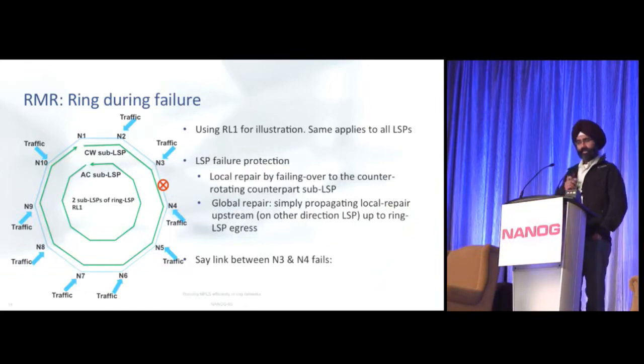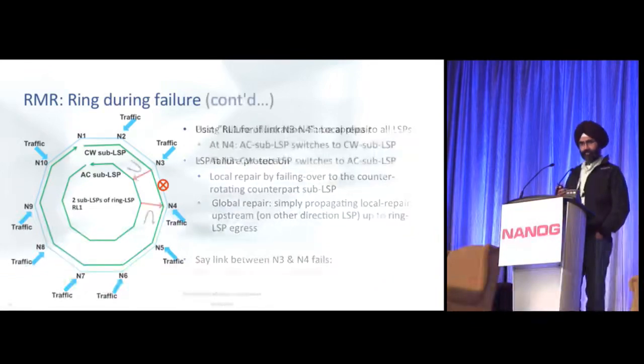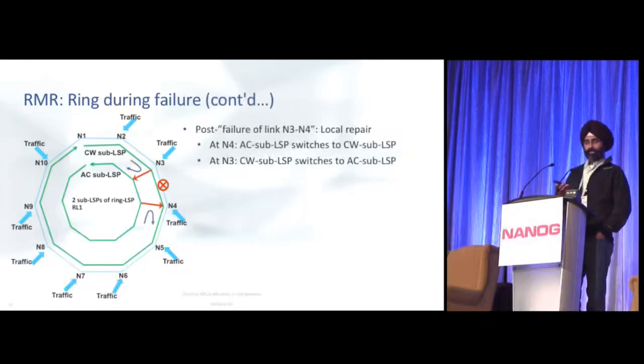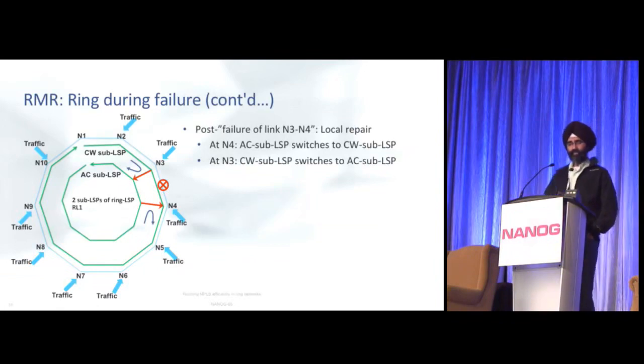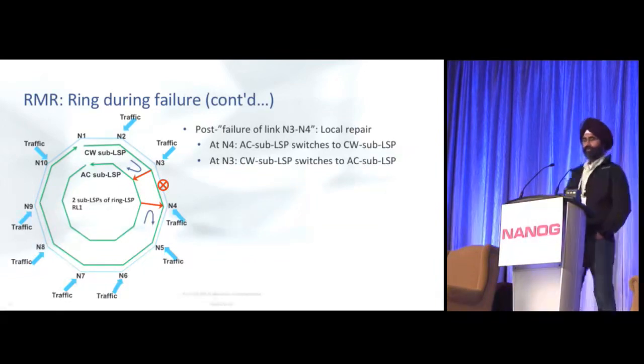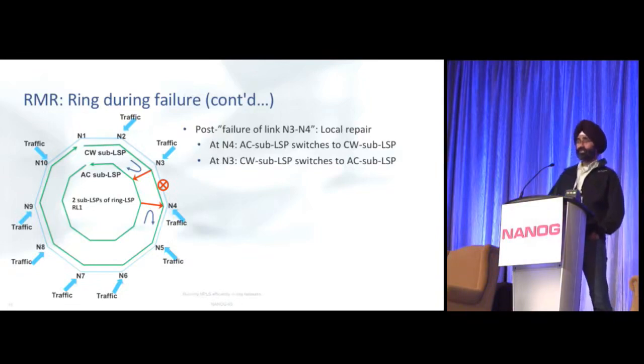Let's say that the link between N3 and N4 fails. At that time, N3 will switch traffic from the clockwise sub-LSP to the anti-clockwise sub-LSP, and N4 will switch traffic from the anti-clockwise sub-LSP to the clockwise sub-LSP. That's the model equivalent of local repair in a ring under the RMR framework.